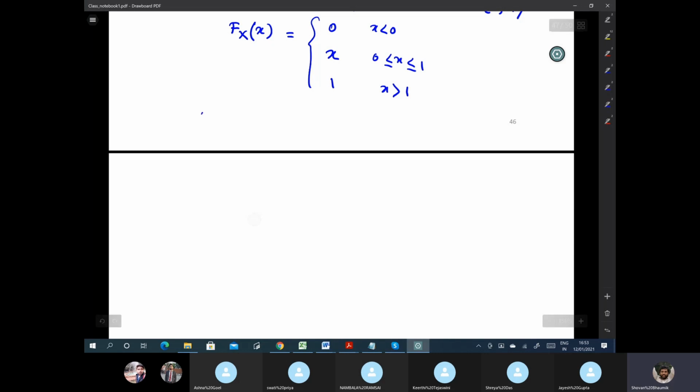So what will be the CDF of X given that X is less than half? Or we could write it differently, where we want to find F of x given A, where A is the event X less than half. Okay, what will it be? Can you do it?